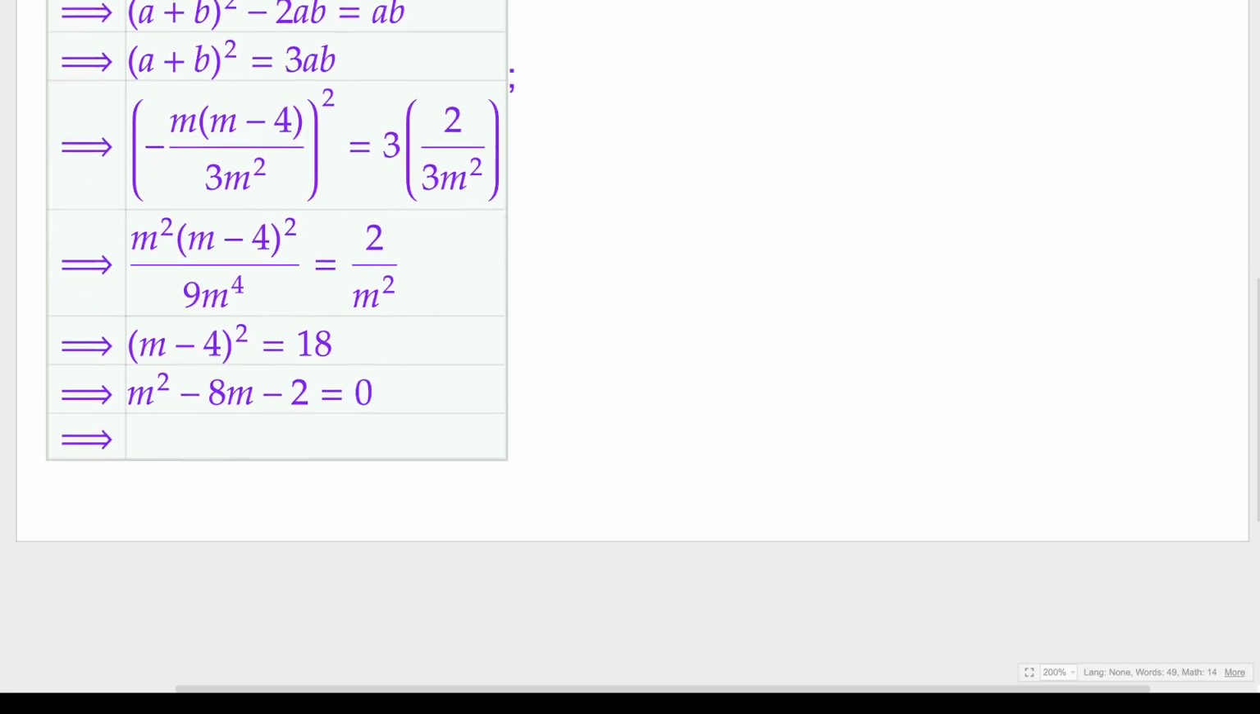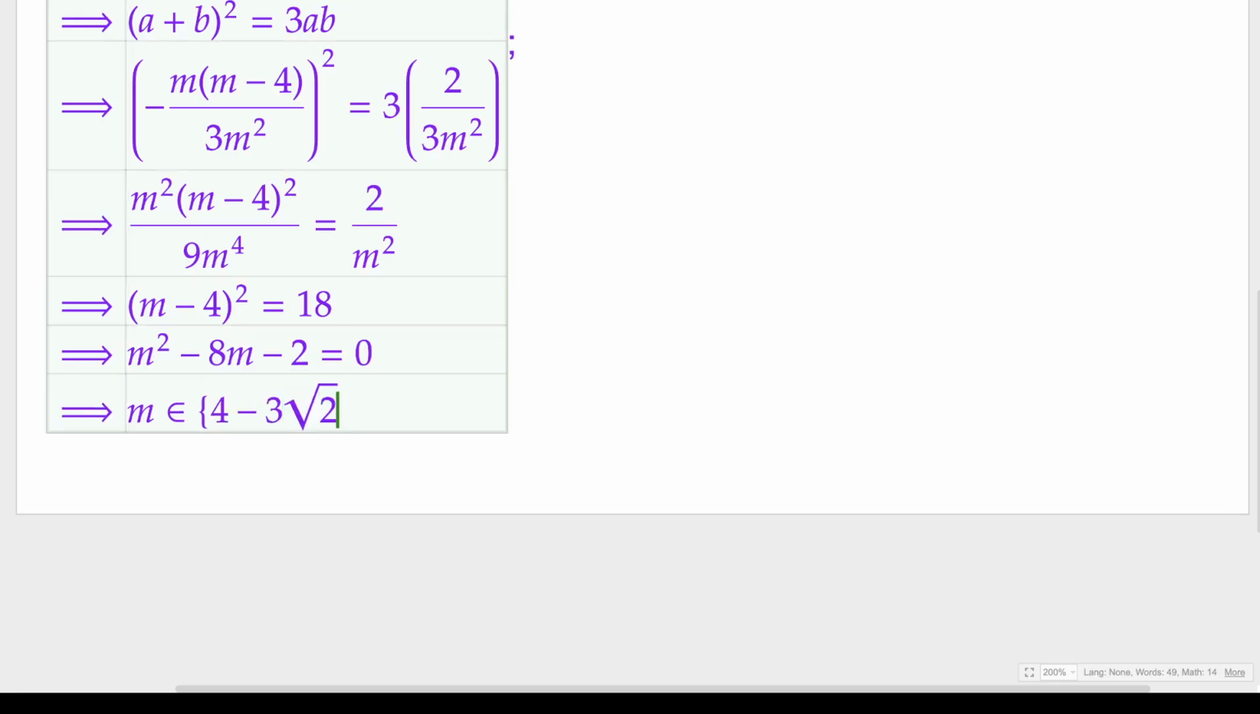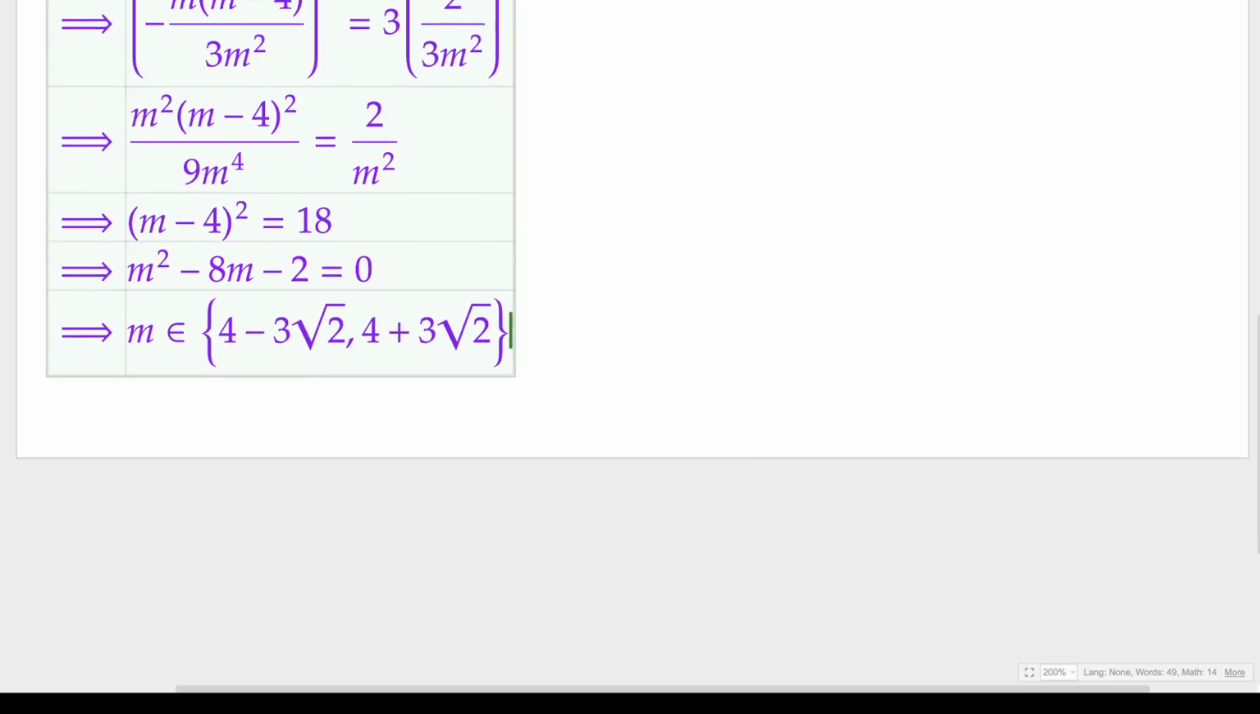Now this is a quadratic, and on solving this, m will belong to this set. One element would be 4 − 3√2, and the other root would be 4 + 3√2. These are the two roots for m.